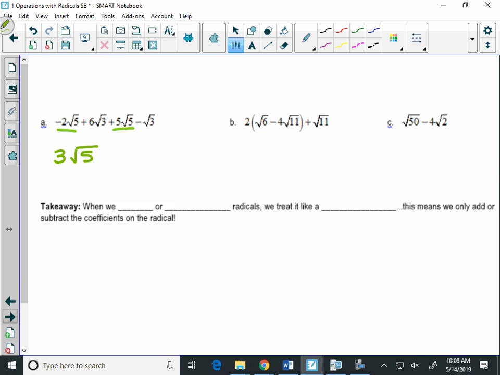Then we can do the same thing here. This one has a radical 3, and this one has a radical 3. We combine 6 radical 3 and negative radical 3. What do we get? 5 radical 3. You're going to think that's a 1. 6 minus 1 is 5. Tack on the radical 3. Are these two like terms? No, this one has a radical 5, that has a radical 3. They are not like terms. So that's our answer.